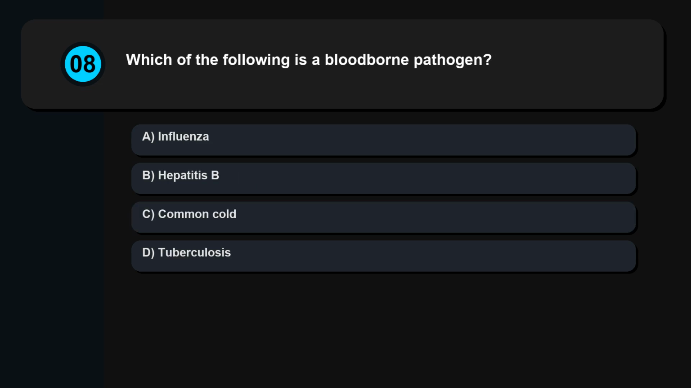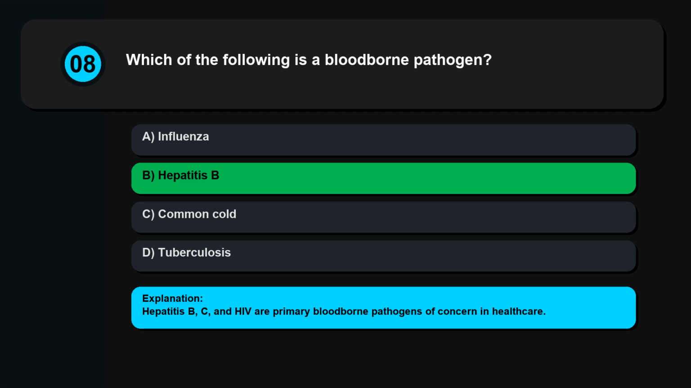Question 8. Which of the following is a bloodborne pathogen? Influenza, hepatitis B, common cold, tuberculosis. Hepatitis B, C, and HIV are primary bloodborne pathogens of concern in healthcare.